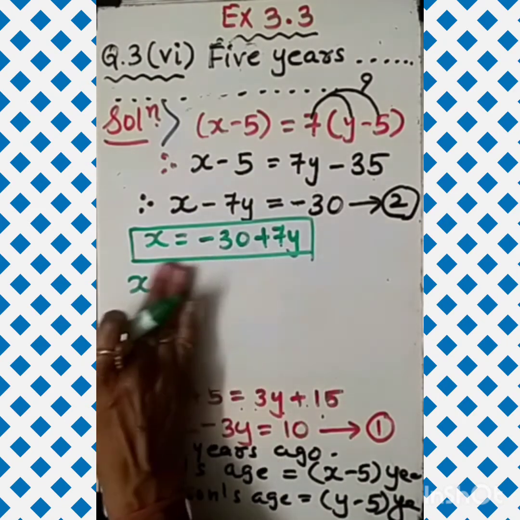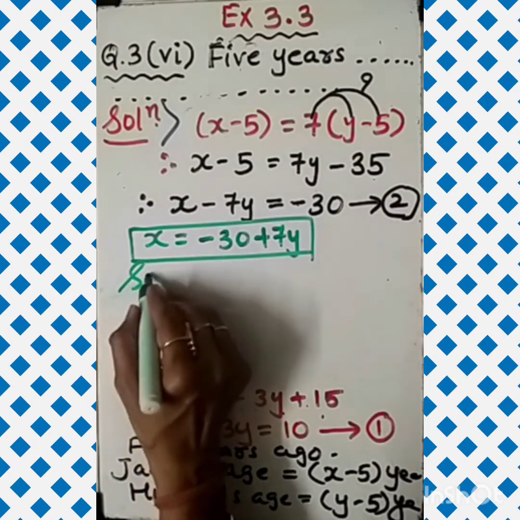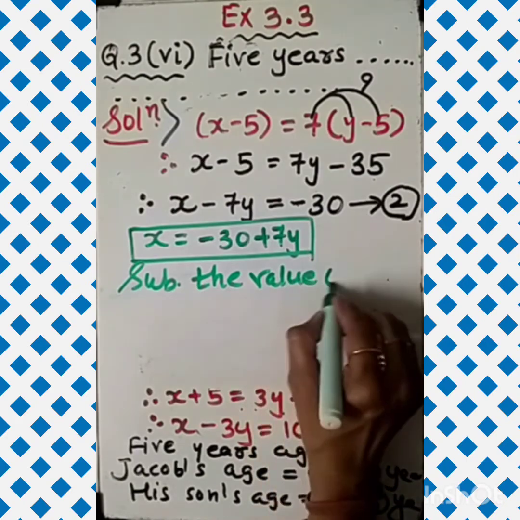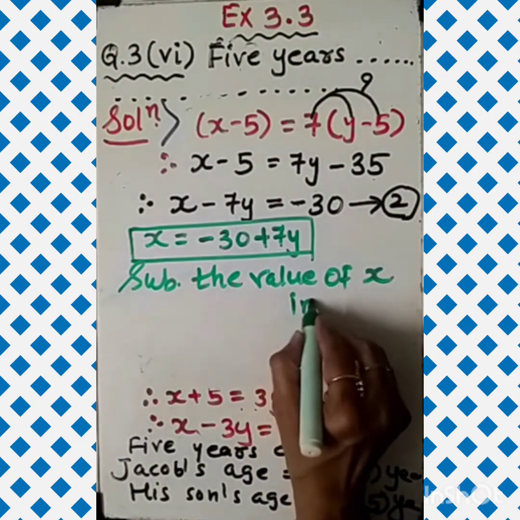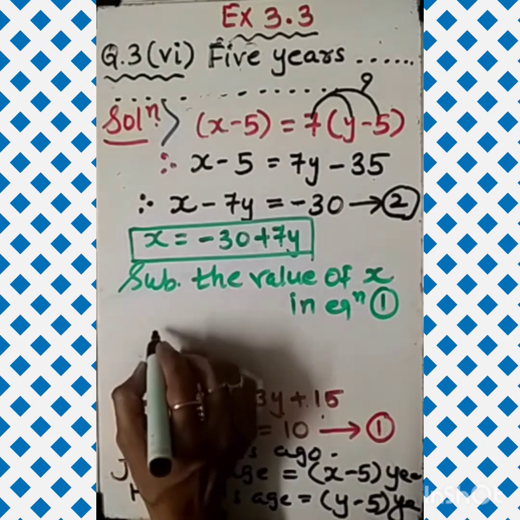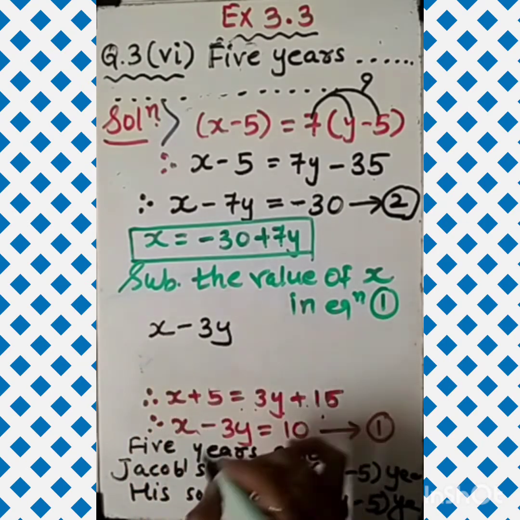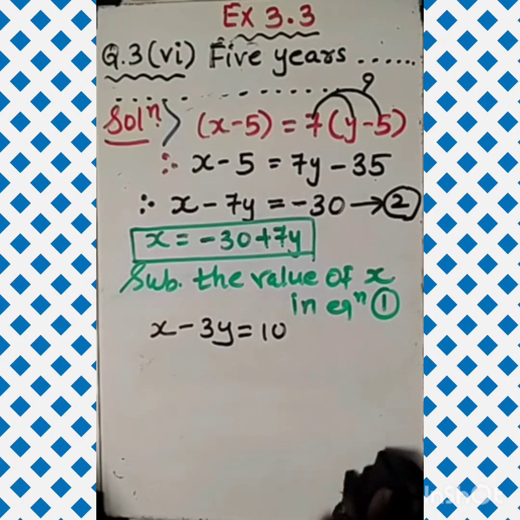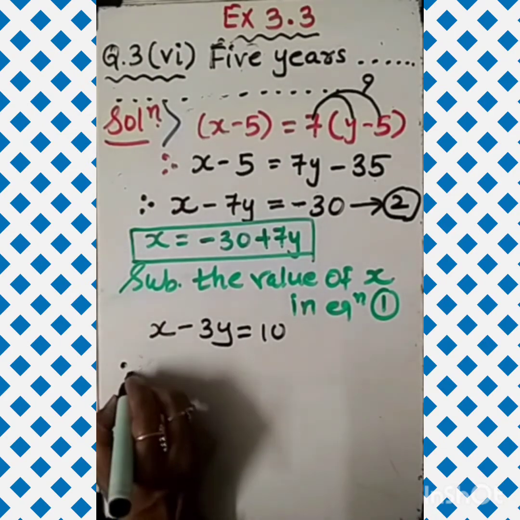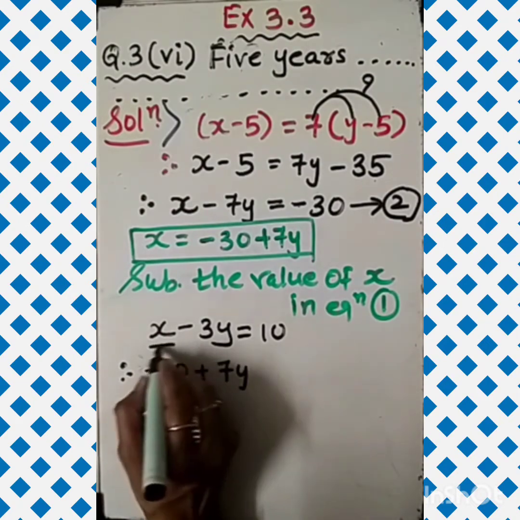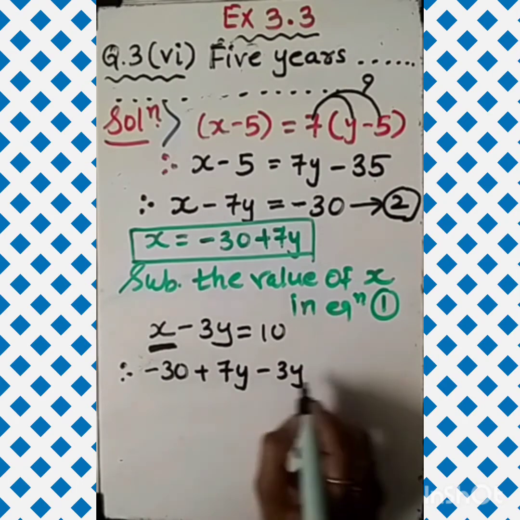So you need to mention here: substituting the value of x in equation number 1. Any equation you can choose. It's not by any rule that you have to proceed with a particular one. So we'll work out on this equation, x minus 3y equal to 10. Now in this equation I am going to put the value of x, minus 30 plus 7y. You can see this is x, and here minus 3y equal to 10.